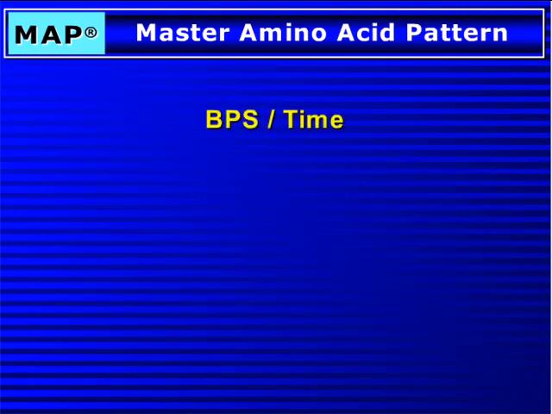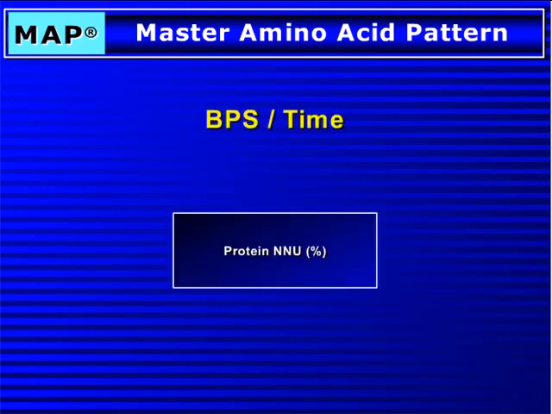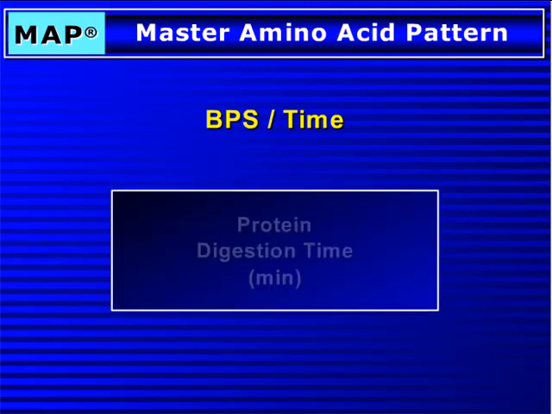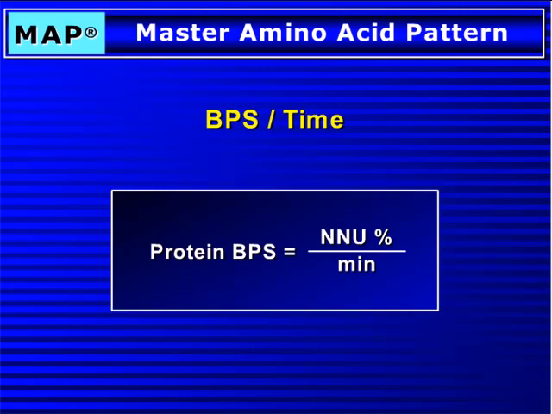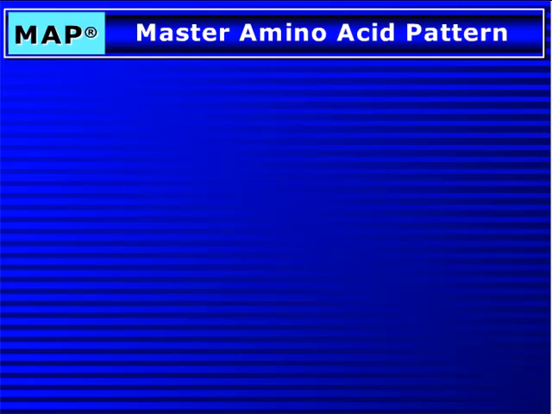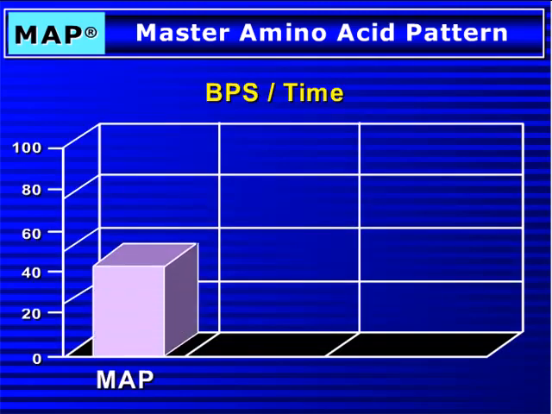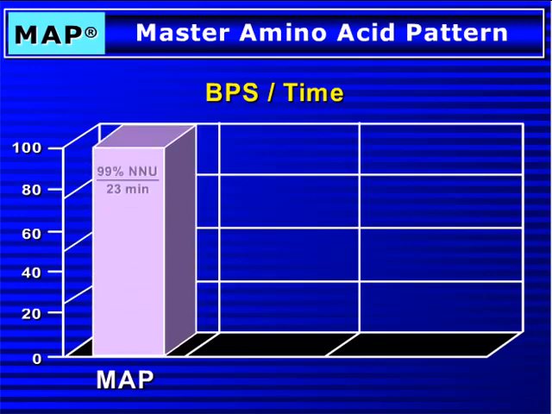Body protein synthesis over time ratio. By knowing a protein's NNU and its digestion time, a protein BPS over time ratio can be calculated. Maap's BPS over time ratio is equal to 99% NNU over 23 minutes.